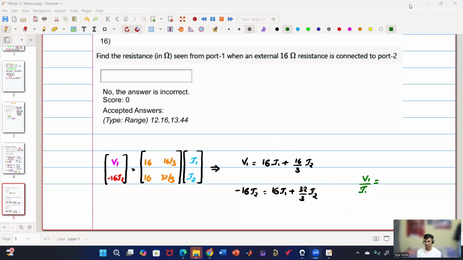Anyone got the value? Nandini is saying 32 by 3, but I think it is not 32 by 3. Kindly cross check, and let us wait to hear from others.